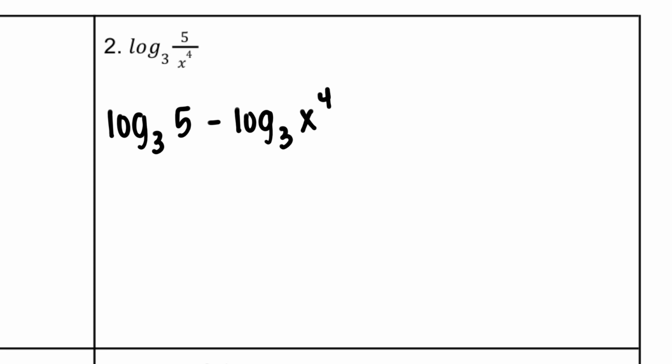Number 2 is very similar to the first one. So I take the log base 3 of the top 5 minus log base 3 of the bottom, which is x to the 4th. I again want to check. When I look at this first part, I just have log base 3 of 5. I can't do anything else with that. If it's just a number, you're done. Now, I can do something else with this second part, though, and it's what I was talking about on number 1. If you notice, there is an exponent here. So this also follows that power rule.